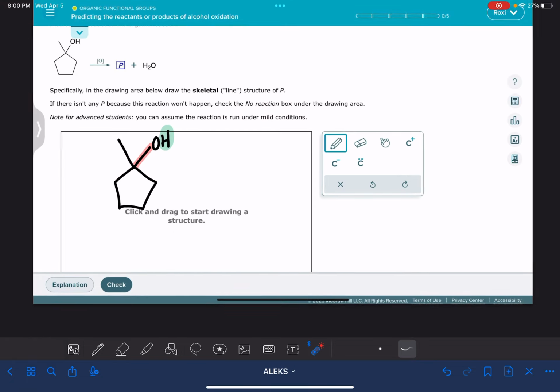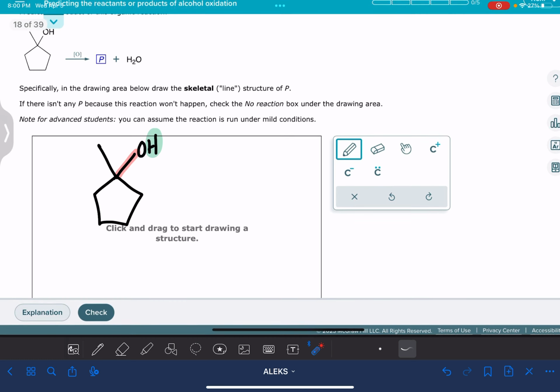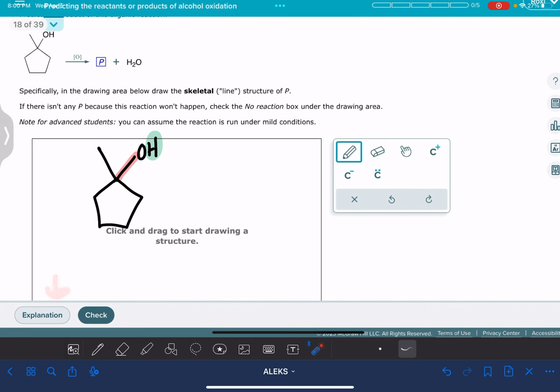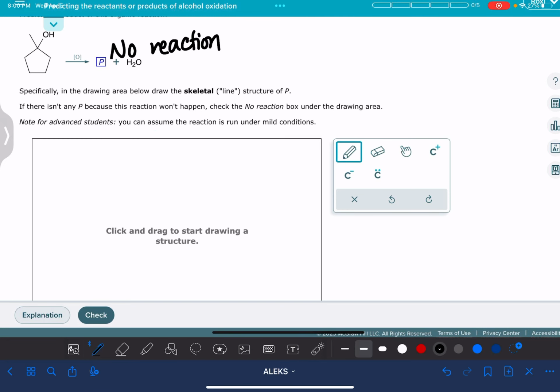On the actual ALEKS problem itself, down here underneath the box in this area, there's going to be a spot where you can indicate that no reaction is going to occur. And therefore, there is nothing for you to draw in this product space.